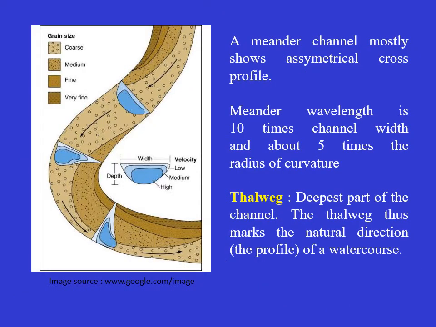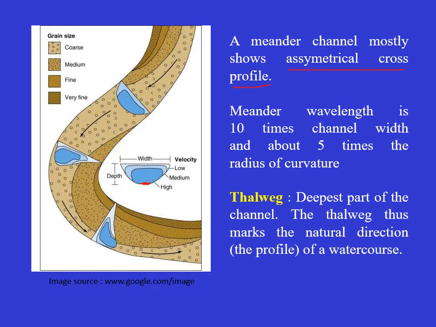So this is an aerial view of the meandering channel. It mostly shows an asymmetrical cross profile. This part is very important. A straight channel, in which the depth is mostly at the central portion, shows a symmetrical channel. You can see the depth is maximum at its center, and gradually the depth of the channel decreases towards the side, towards the banks. So this is the across-channel profile of a straight channel river.